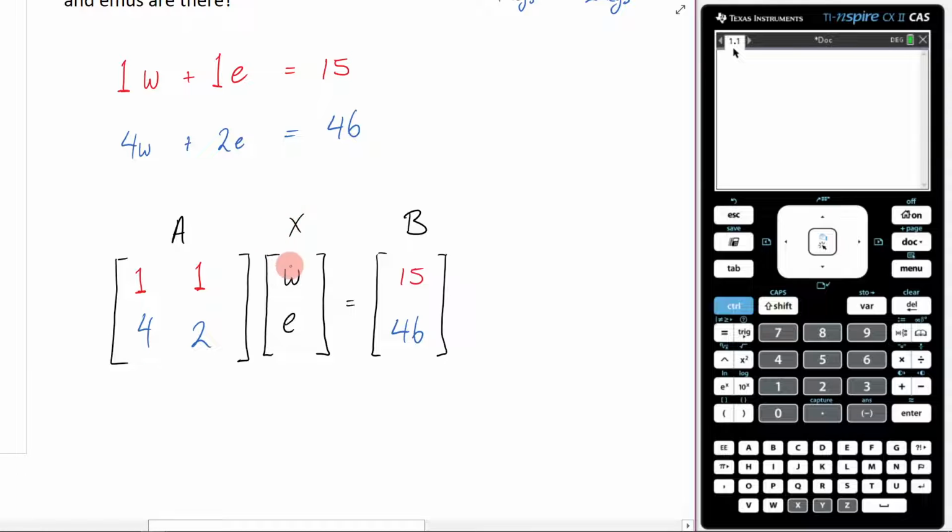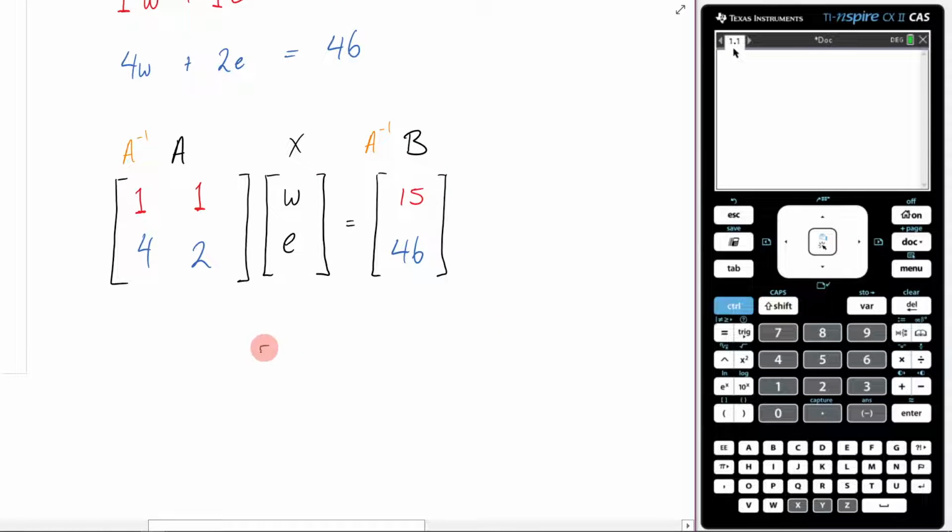So if I want this X by itself, that means I want to get rid of this A. To get rid of the A, what I'm going to do is multiply it by its inverse, because I know that if I do that, this whole thing just becomes an identity matrix. It just goes to 1. And that means I would be left with just the X. But whatever you do to one side, you must do to the other side. So I must also multiply this by the inverse of A. So what that is going to mean is that WE, so my X, is going to be equal to A inverse multiplied by B. And if I do that, I am going to get my answer. So let's now see this in action and see if it actually works.